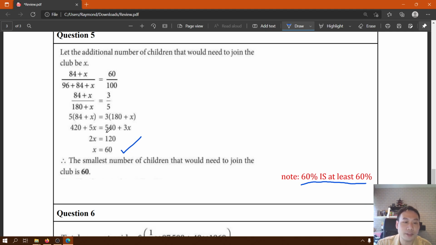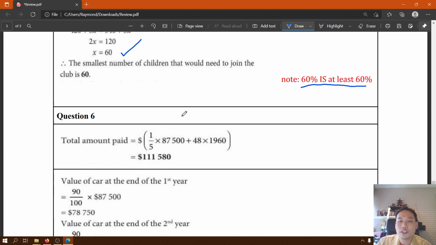Okay, finally, question 6, what we have here? Well, the first part of the question is just trying to figure out how much you pay if you want to use the hire purchase scheme, right? So the down payment, we have 1/5 of the original value, which is this. This is the original value, plus 48 times you paid, and you paid this amount each time. So just add them up. Most of you got this correct. So I don't think there's an issue with you guys over here.